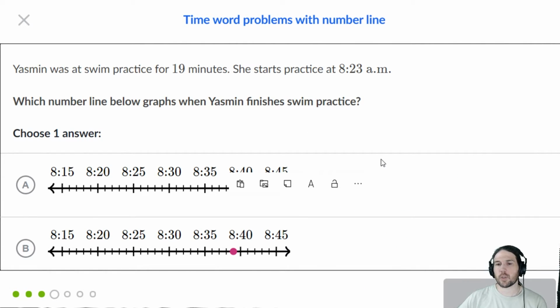Yasmin was at swim practice for 19 minutes. She started at 8:23 a.m. So the nice thing about it not going past the hour, the weird thing about time is when you have to try to add more than 60 minutes, right? When you have to go past the next hour, you start getting out of base 10, which is our natural habitat, and into base 60, which is a little bit confusing. But for right now, it's just 23 plus 19.